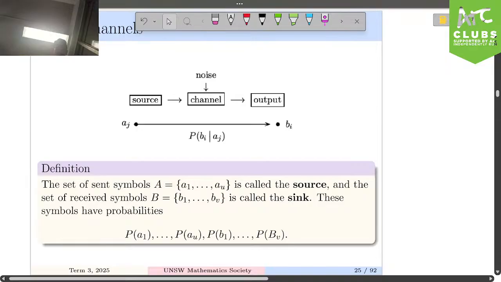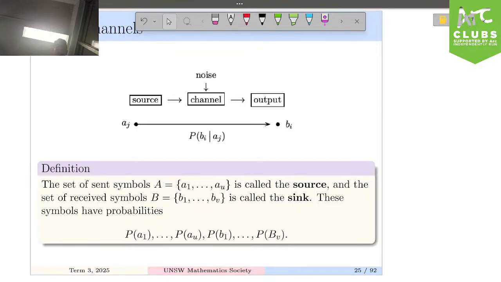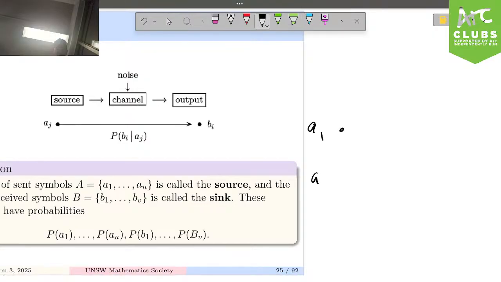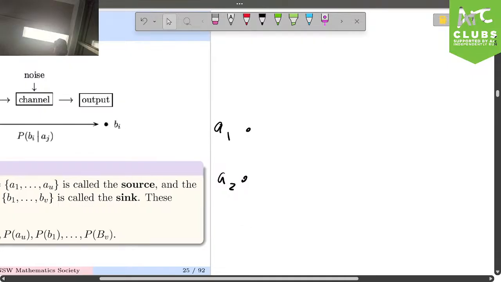So in this case, we will have a set of sources and we'll have a set of sinks in terms of our channel. So we're trying to send from our source to our sink. So these are the possible set of symbols we can send. These are the possible ones we can receive. So we can imagine the A's on one side, the B's on the other. So say A1's here, A2's here. And I believe we usually only look at the case where there's one on either side, B1's here, B2.